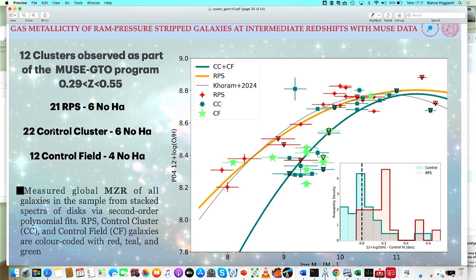We see that obviously the metallicity in the ram pressure stripped disks is higher than the metallicity for the control sample with a given mass, which says that clearly the whole process of the metal enrichment is totally different.